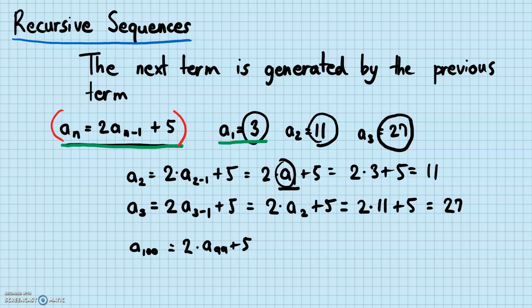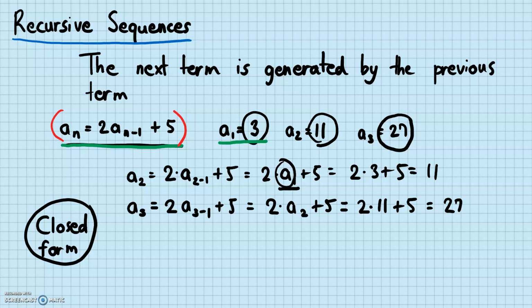However, for some recursive sequences, we have what's called the closed form. And the closed form for a recursive sequence is an algorithm. It's different from this algorithm, but it lets us find the nth term. So for this same sequence, the closed form is actually a sub n equals 2 to the power of n plus 2 minus 5.